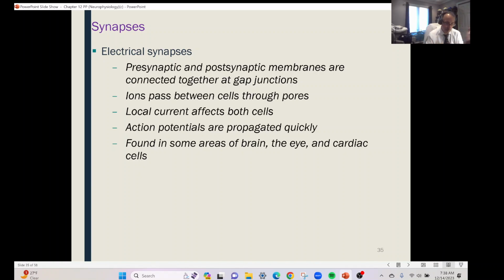If you remember from a previous lesson, gap junctions allow for communication between two cells. I remember there was the protein called the connexons, and they had kind of pores in them, and the materials, such as ions, could pass between the cells. So with electrical synapses, the cells are touching and they're communicating ions between the two cells. And now, as a result, any local current is going to affect both cells. The action potentials are actually propagated quickly across these synapses. We find these in some areas of the brain, the eye, and even in cardiac muscle.